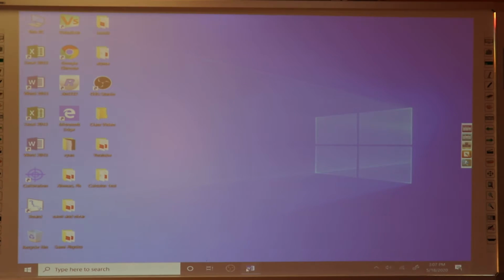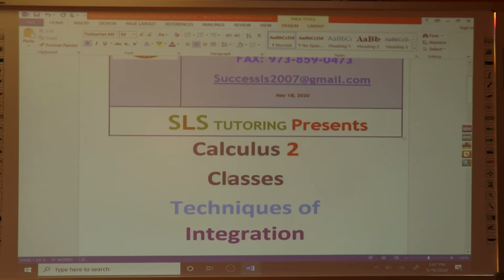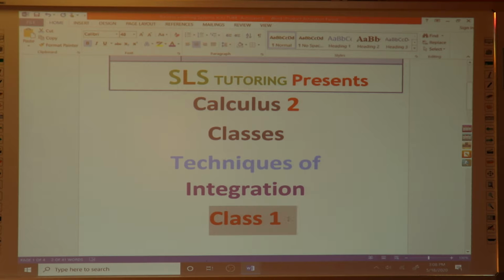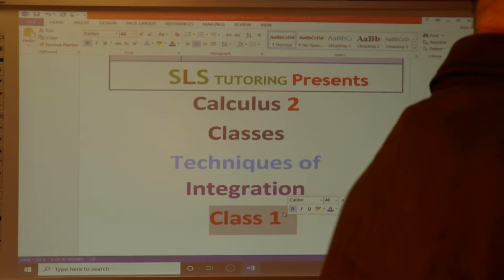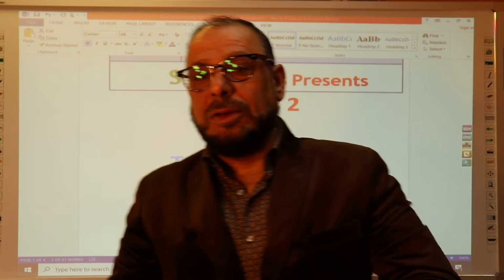Today we will start our new classes, calculus 2 classes, techniques of integration. Our class today will be class 1, and there are going to be too many classes. I'm going to do my best to have all the calculus 2 material done within this summer. I'm going to try.